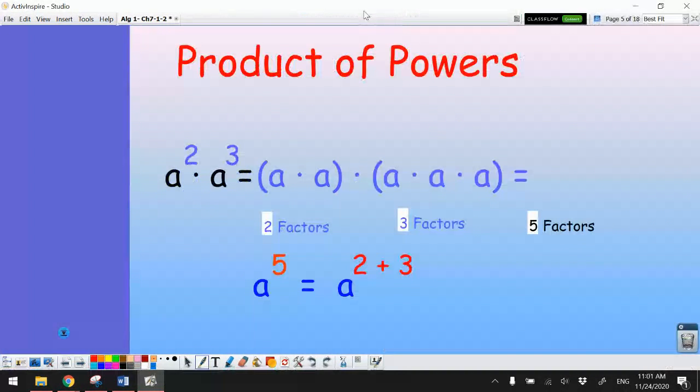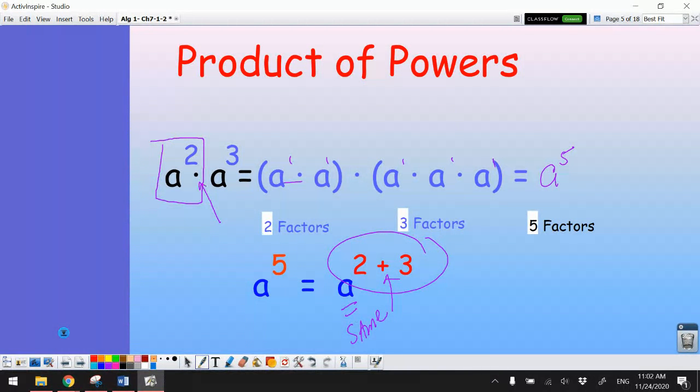Now let's take a look at this. This says I have a squared and I have a cubed. So a squared means I have 2 a's right there. And then a to the 3rd means I have 3 a's. So how many a's do I really have? 1, 2, 3, 4, 5. So this is really a to the 5th. What did I do with the 2 and the 3? I actually just added them. So if the base is the same and I am multiplying, I can add my powers. This is called the product of powers.